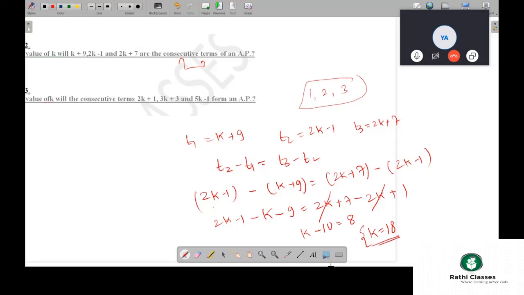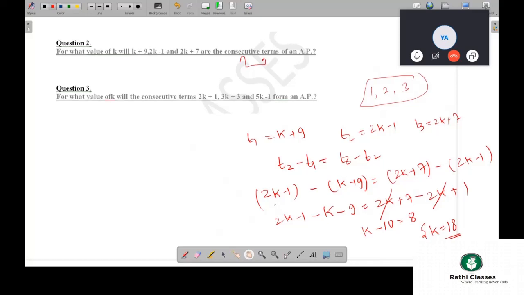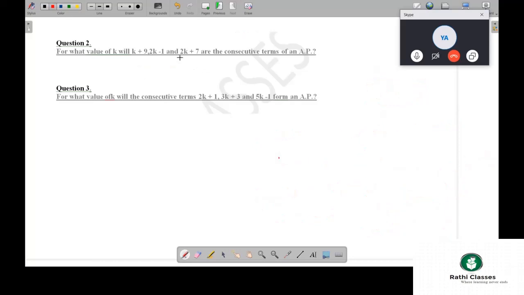k equals 18. Now, after getting the value, just verify whether your answer is right or wrong. I'll substitute the value 18 and check if all the common differences are the same or not. 18 plus 9 is 27, 2 times 18 is 36 minus 1 is 35, and 36 plus 7 is 43. Now see if the common difference is 8 each time. It is the same, so the concept is consecutive terms.